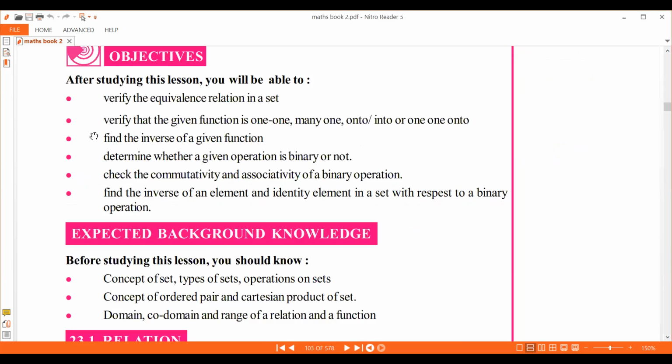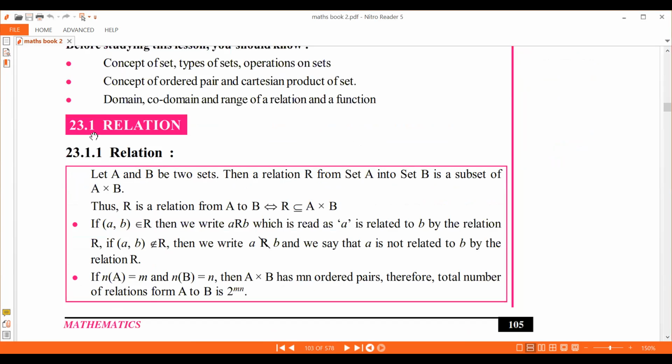Here A and B are two sets. Then the relation R from set A to set B is a subset of A cross B. A cross B is the Cartesian product. This is most important: A cross B is not the relation. You take A cross B and then take a subset of it, then it becomes a relation. And if (a, b) belongs to R, that means it belongs to the relation, then we'll write a R b.